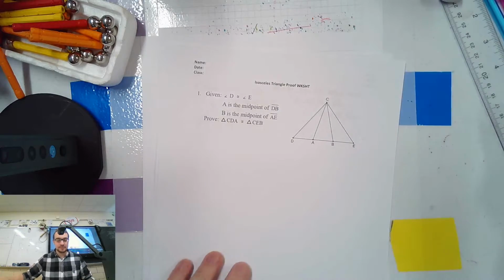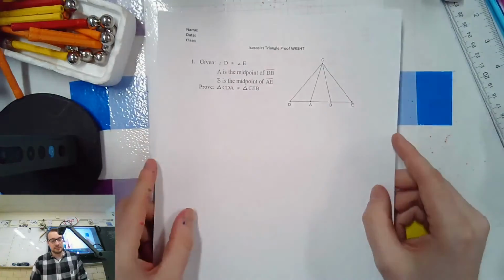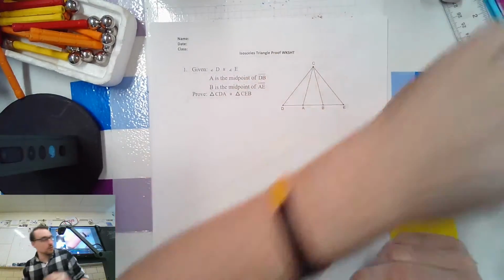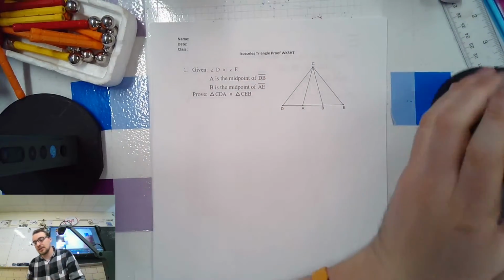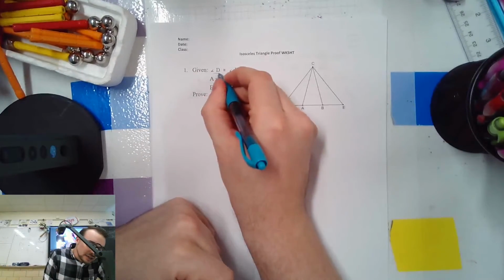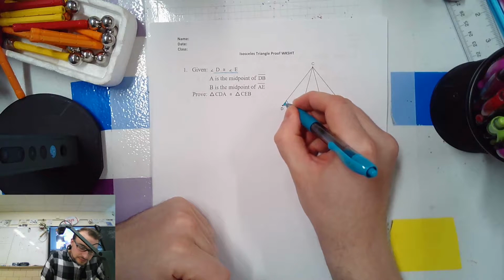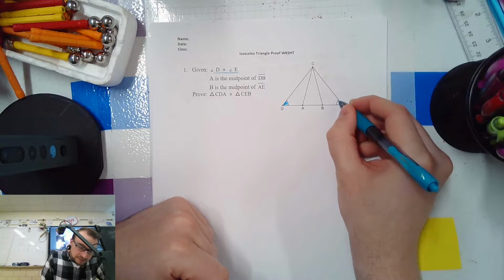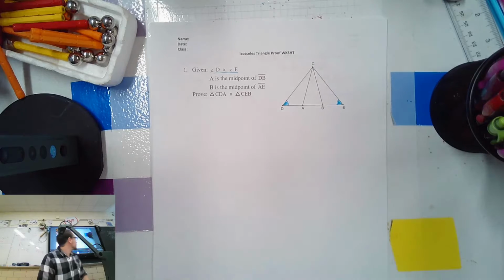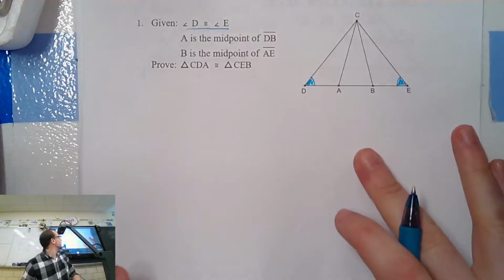So here we go. Look at this one. First off, whatever they give us, we should probably mark down on the diagram. So I'll do that. Looks like D and E. So angle D is this angle, and it's congruent to this angle, angle E. However you want to mark that, it's fine.